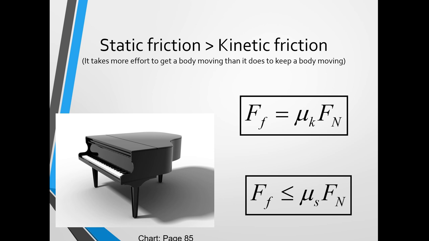Static friction is always greater than kinetic friction, meaning it takes more effort to get a body moving than it does to actually keep that body moving. So we end up with these two equations. The force of friction is equal to mu k, mu being a Greek letter, mu k meaning the kinetic friction coefficient, multiplied by the normal force. This force due to friction will be less than or equal to mu s, which is the coefficient of static friction, multiplied by the normal force.